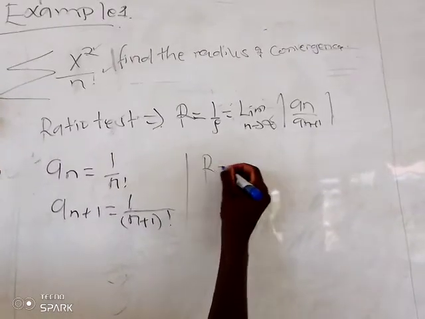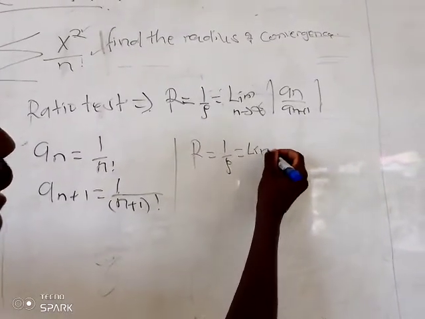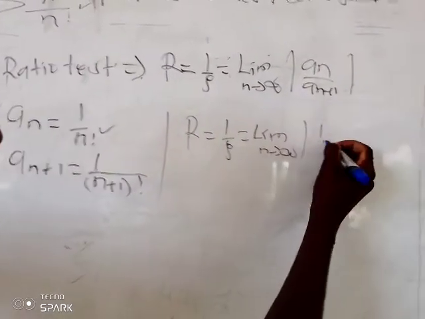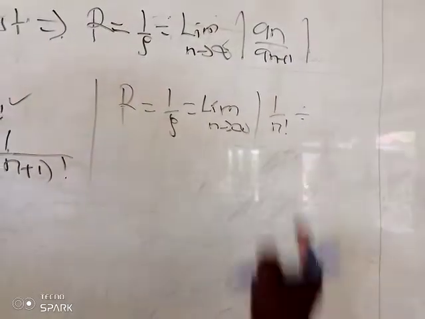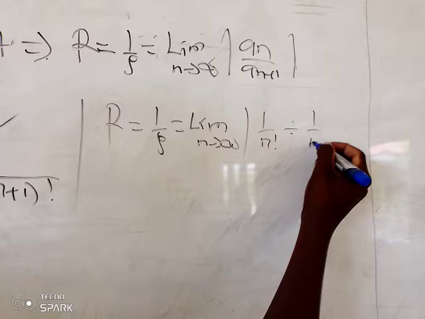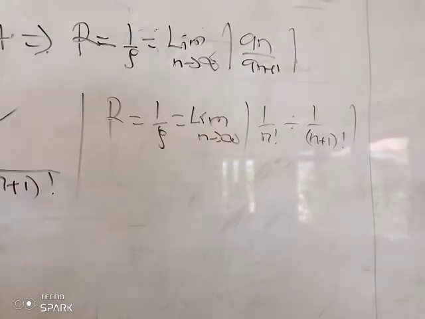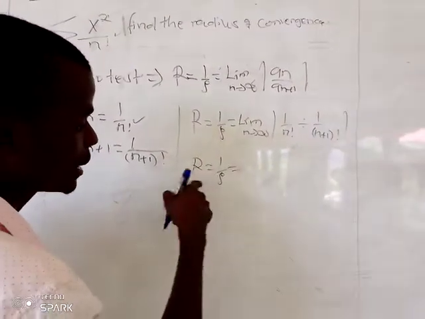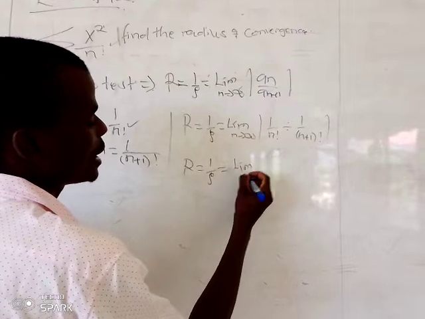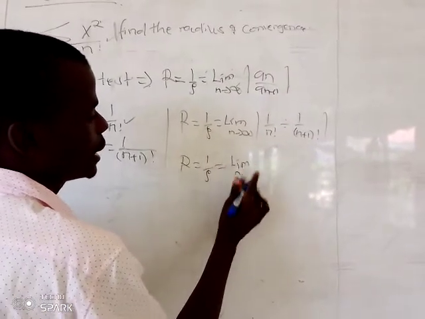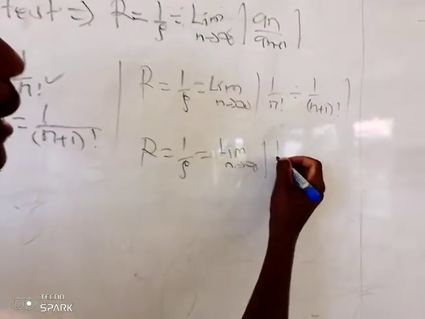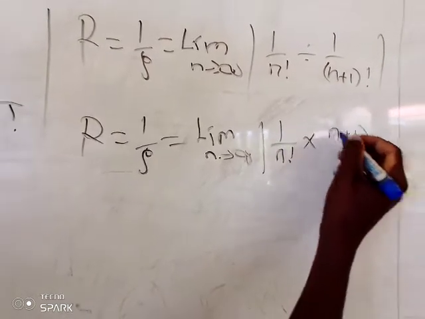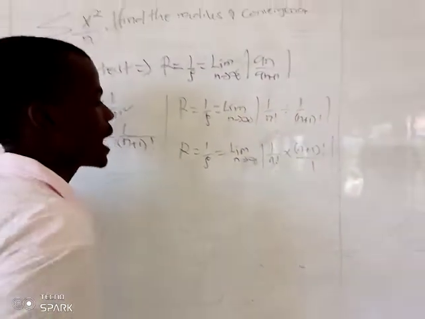So our R will be 1 over rho, which is equal to the limit as n tends to infinity of our an, which is 1 all over n factorial, divided by our an plus 1, which is 1 all over (n plus 1) factorial. So our R is equal to 1 over rho, which is the limit as n tends to infinity of 1 all over n factorial, multiplied by (n plus 1) factorial all over 1 absolute.